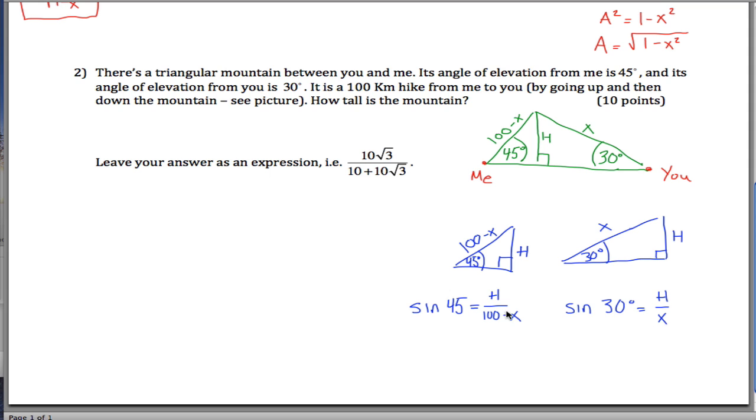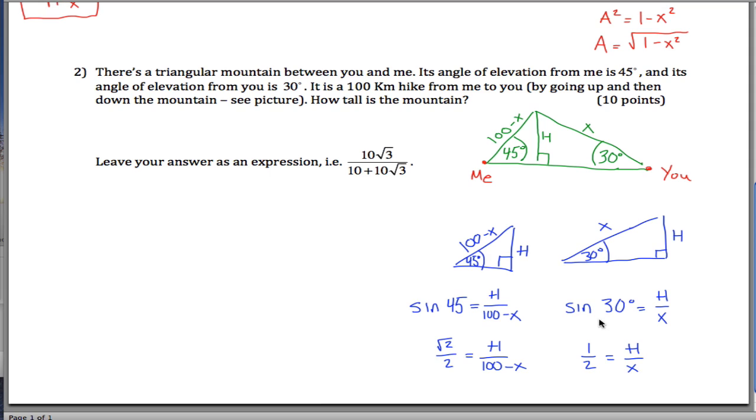It turns out that now what I have here are two equations and two unknowns, so I can solve for whatever I need. Sine of 45 is root 2 over 2. It's a point on the unit circle. It'd be good to have that one memorized. Sine of a 30 degree angle is 1/2. So I got these two equations.